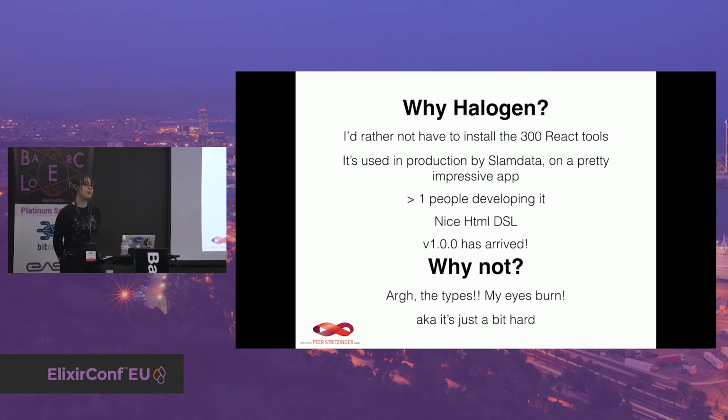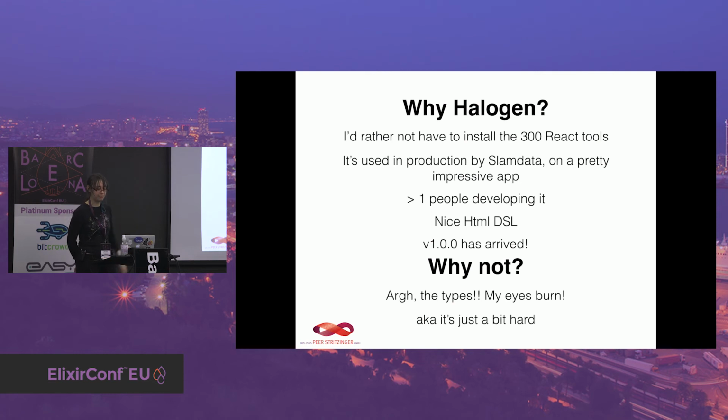So last but not least, Halogen. Why would you use Halogen? If you use Halogen, you won't have to install the 3,000 React tools, which I think is a good thing. It's also used in production for a rather impressive app made by Slam Data, which is also open source, so you can look at their code. And they have at least 4 or 5 people working on it, which means it's quite polished now.